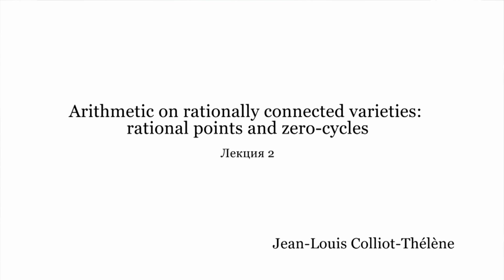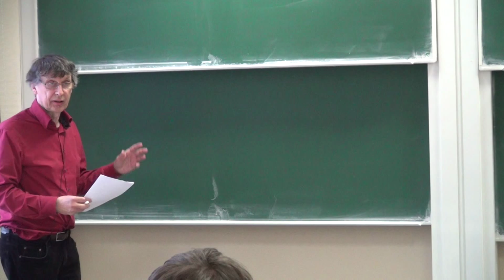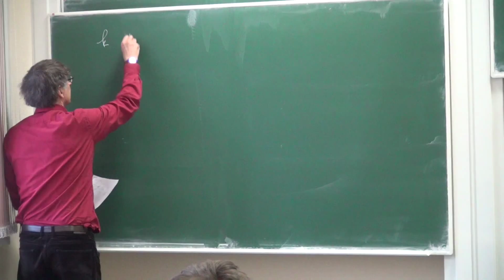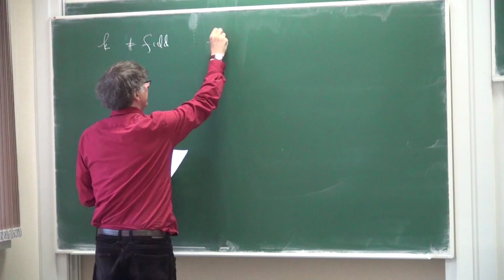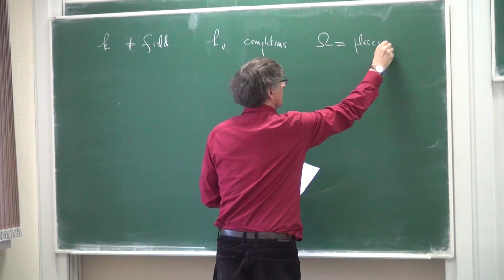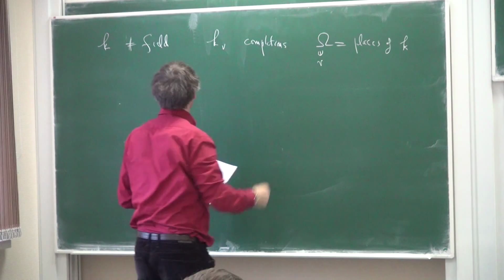All right, so I'll just say a few more words about what we said last time. So we started with K, a number field. And K_v are the various completions. And Omega is a set of places of K. And v runs in Omega.